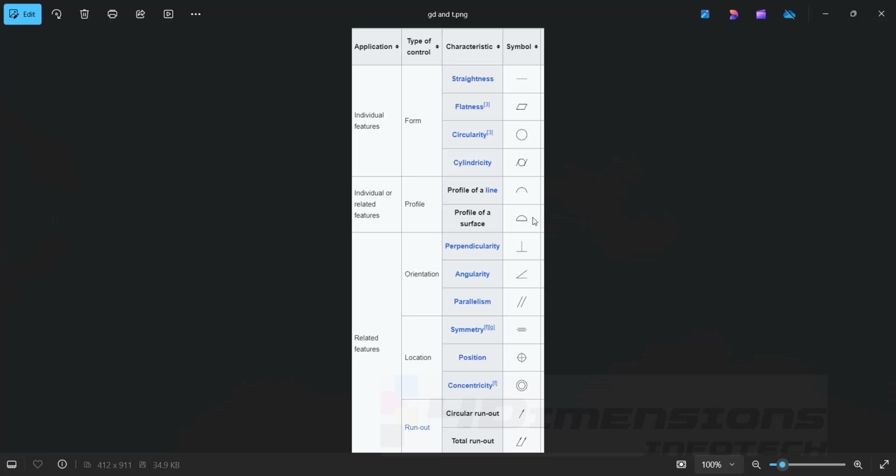So these are the symbols that have been given. Straightness symbol is here, flatness, circularity and cylindricity. This arc is for profile of line. The semicircle is for profile of surface. These are the signs for orientation: perpendicularity, angularity and parallelism. And these are the types that are symmetry, position and concentricity, which come under location. And runout, you can see this one single arrow, that is circular runout, and the total runout is given here. Now we are going to refer to one more image here.